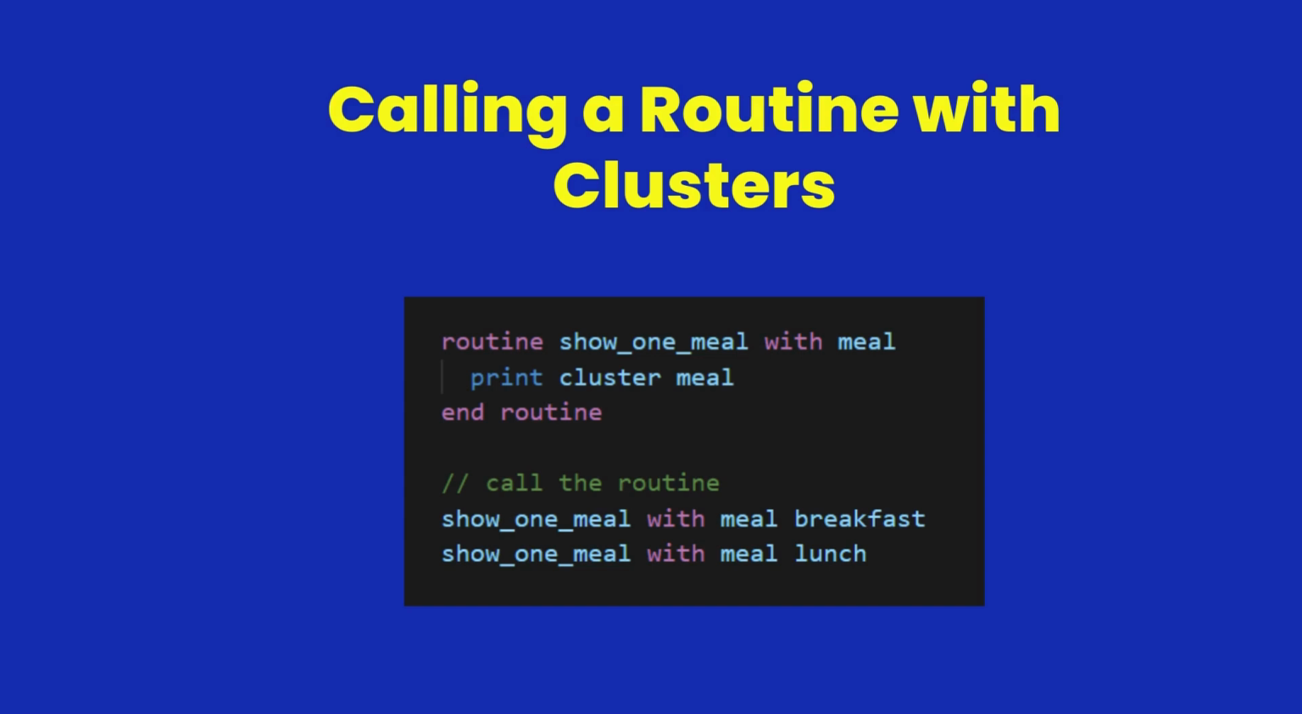To call the show_one_meal routine, we use the show_one_meal with meal syntax followed by the specific cluster we want to pass. In this case, we call the routine twice, once with the breakfast cluster and once with the lunch cluster. Each call passes a different set of data to the routine for processing.